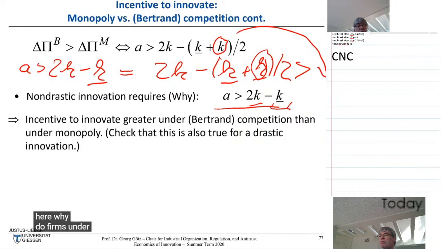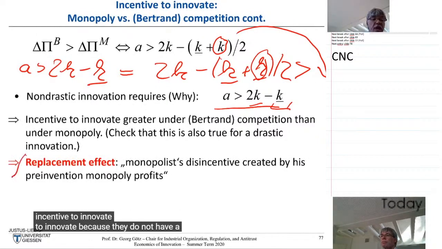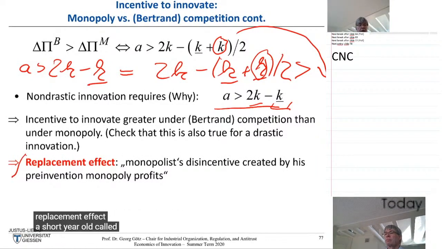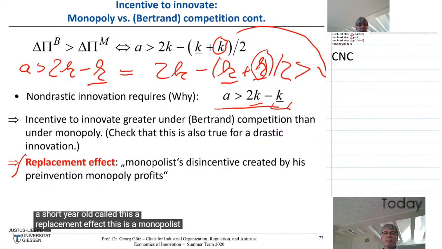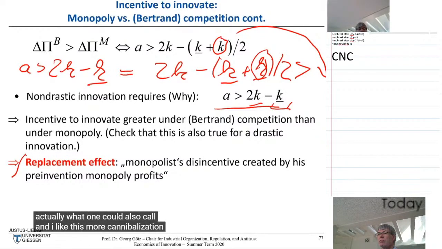Why do firms under competition have a higher incentive to innovate? Because they do not have a replacement effect. Georg called this the replacement effect. This is a monopolist's disincentive created by his pre-invention monopoly profits. This sounds rather complicated, but it's actually what one could also call, and I like this more, cannibalization.